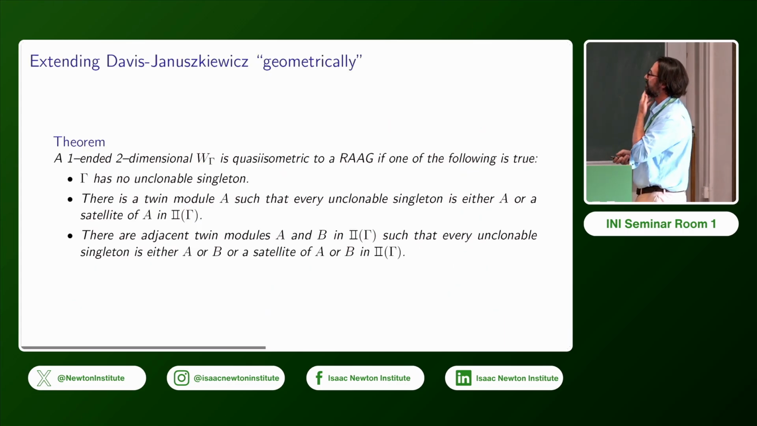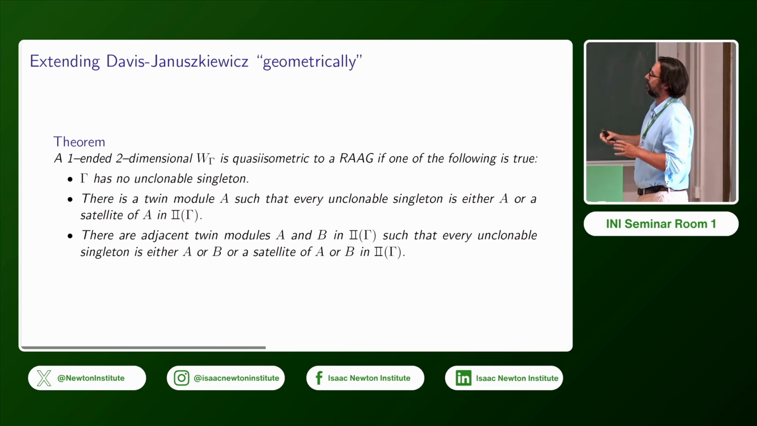Okay, and so what's the application? So here's how we extend Davis and Januszkiewicz's RAAG theorem. So you have a 1 or 2-dimensional right-angled Coxeter group. It is quasi-isometric to a RAAG if you're in one of these 3 conditions. These are increasingly more general. So first, let's look at the first one. So this tells you sort of where the cloning comes in.